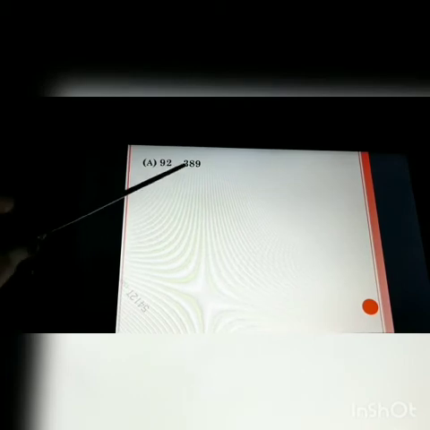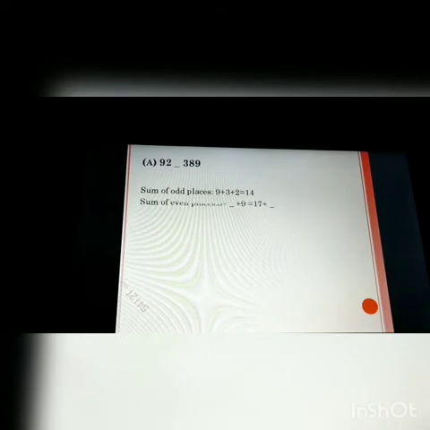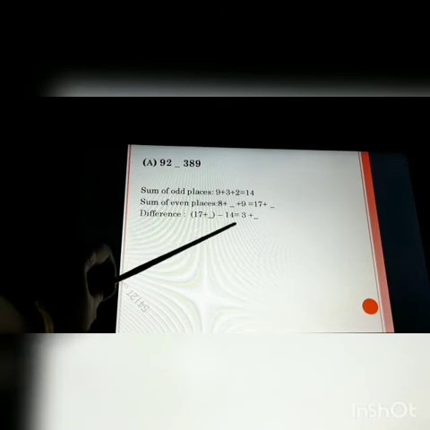For 11, we'll check the sum of even and odd places. Odd places are 9, 3 and 2. So the sum of odd places is 14. Then we'll check the sum of even places, that are 8, then blank, then 9. They are forming 8 plus 9, 17, plus blank. Next step is we need to find their difference: 17 plus blank minus 14.